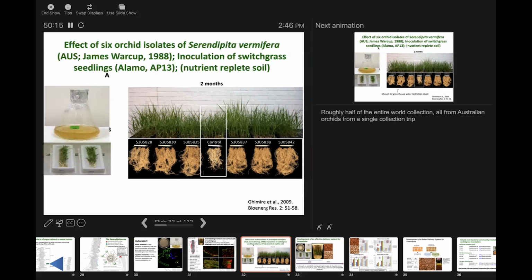So I said, I want to get these strains and I want to test them. So we used switchgrass seedlings. This is very primitive, but at the time we would take this juice that's got the fungus in it and literally dip the roots in it, just to put it on the roots. Then we put them in soil and grow them in the greenhouse. So this is the control. We've separated the root system from the shoot system. This is the control. These are six of these orchid mycorrhizae. Root system, shoot system. Again, switchgrass, not an orchid.